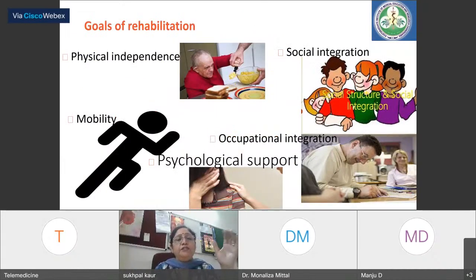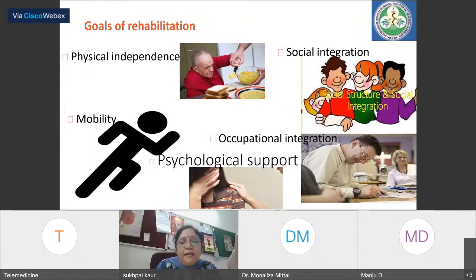So the goal of rehabilitation is to make the person physically independent. Again, it depends. Once we talk of function, the meaning of function is different for different individuals. It can be different for a person who is young enough, it could be different for a person who is female, it could be different for a person who is quite elderly.